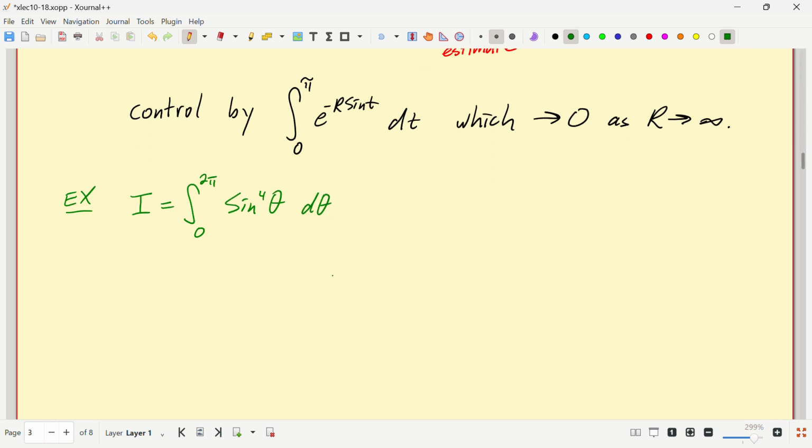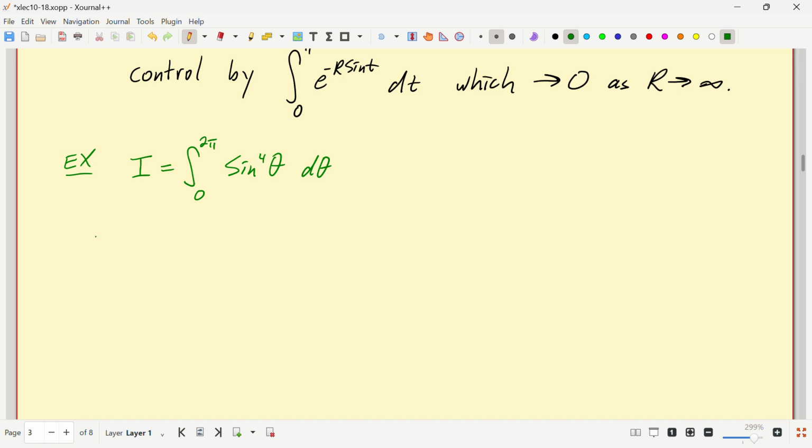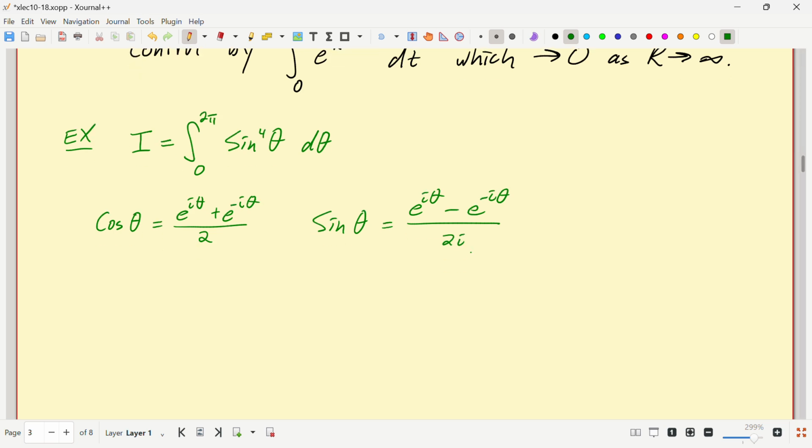And here's the idea. We know that cosine theta is e to the i theta plus e to the minus i theta over 2. And sine theta is e to the i theta minus e to the minus i theta over 2i. And that's equal to e to the i theta minus 1 over e to the i theta. That kind of looks like a parameterization of the unit circle.